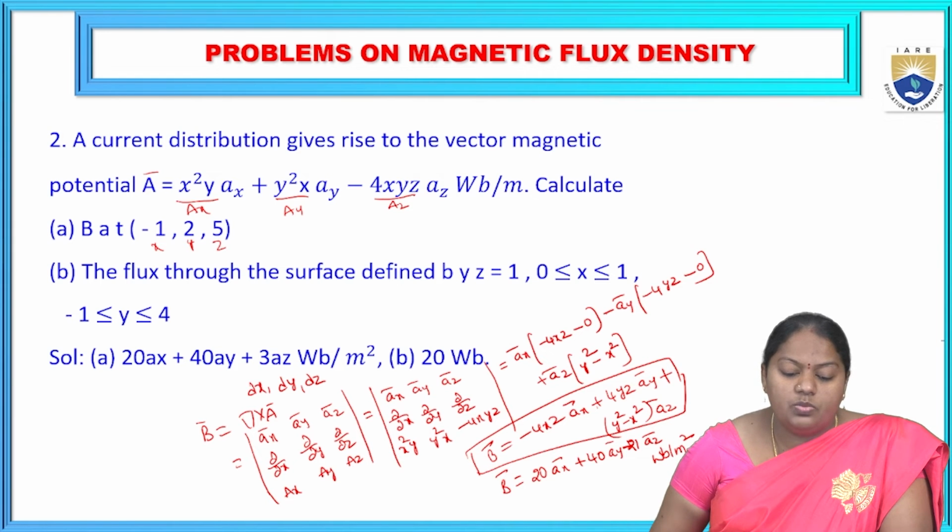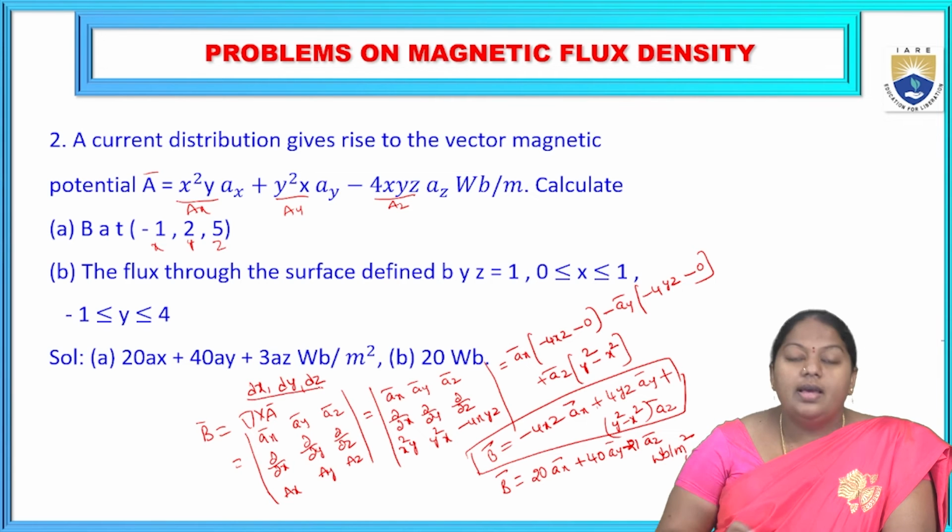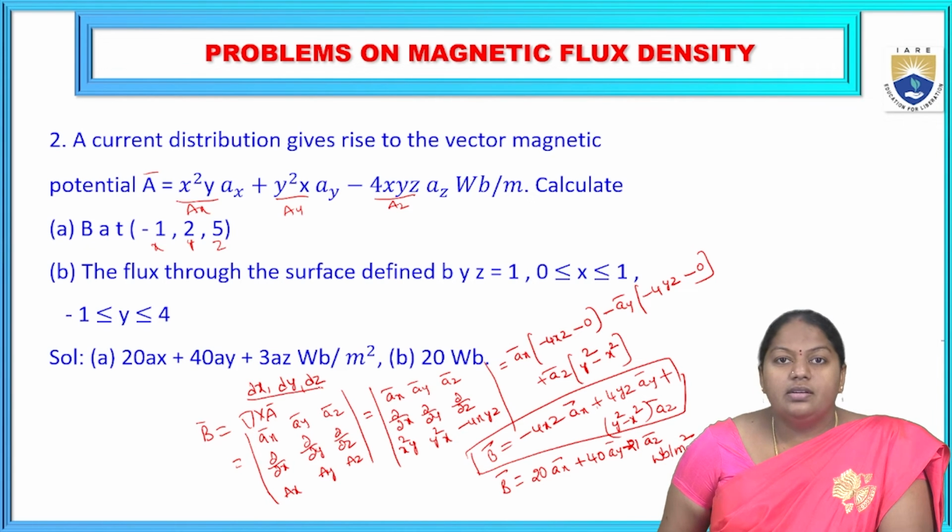The current distribution gives rise to the vector magnetic potential, which is to be expressed in the Cartesian coordinate system, and the variables are defined here as x, y, z. Based upon that, differential components need to be considered as dx, dy, dz.